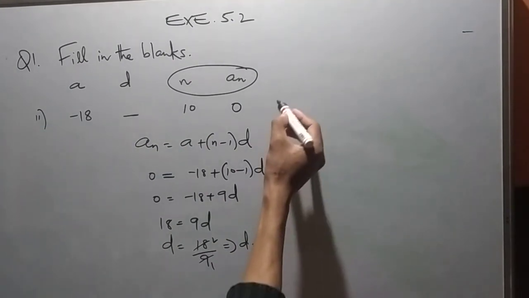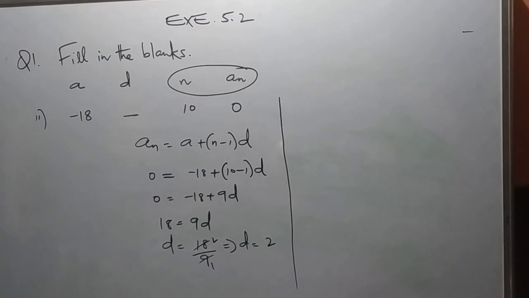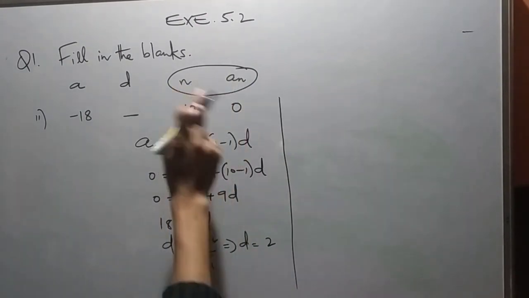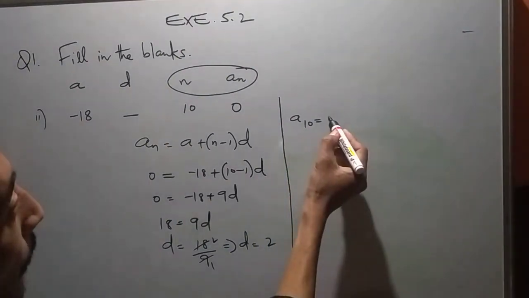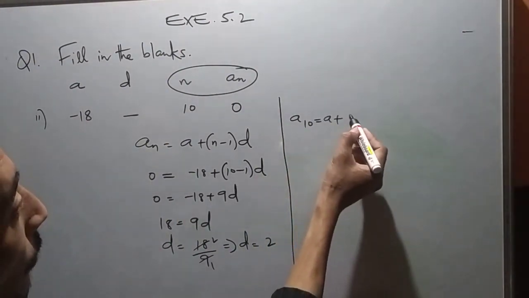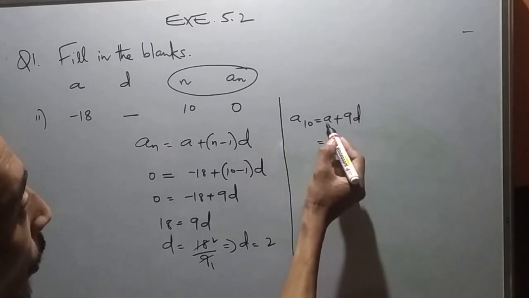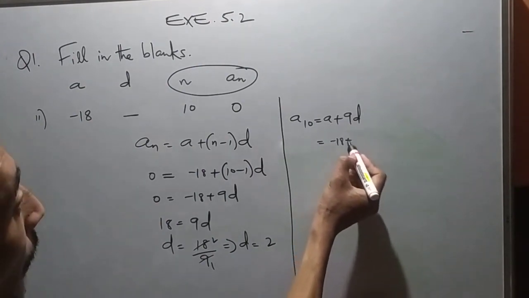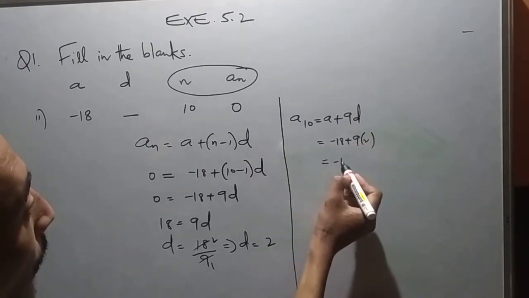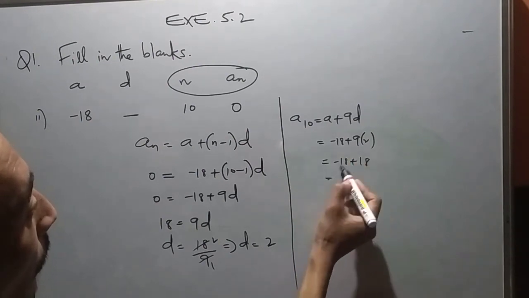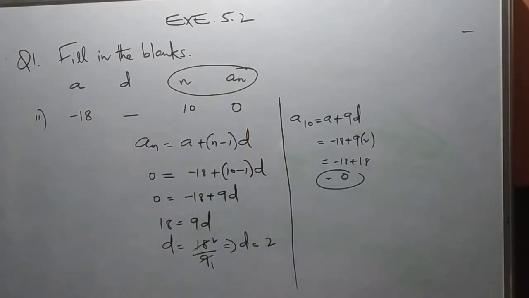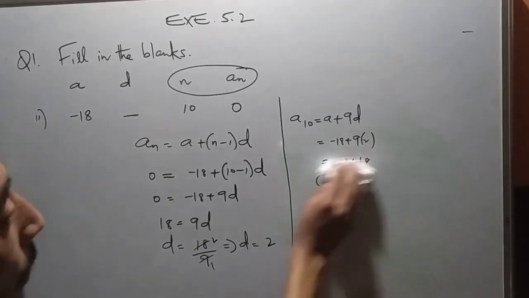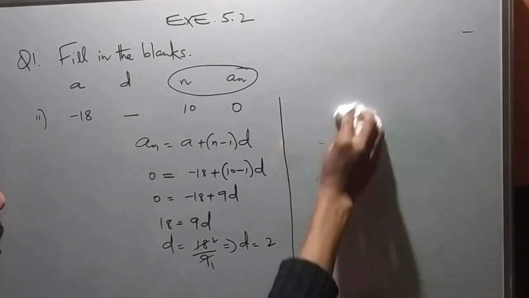Now let's cross check. The tenth term a10 using the shortcut formula is a plus 9d. So the first term negative 18 plus 9 times 2, which is 18, gives negative 18 plus 18 equals 0. So the tenth term comes to 0, and the answer is verified.